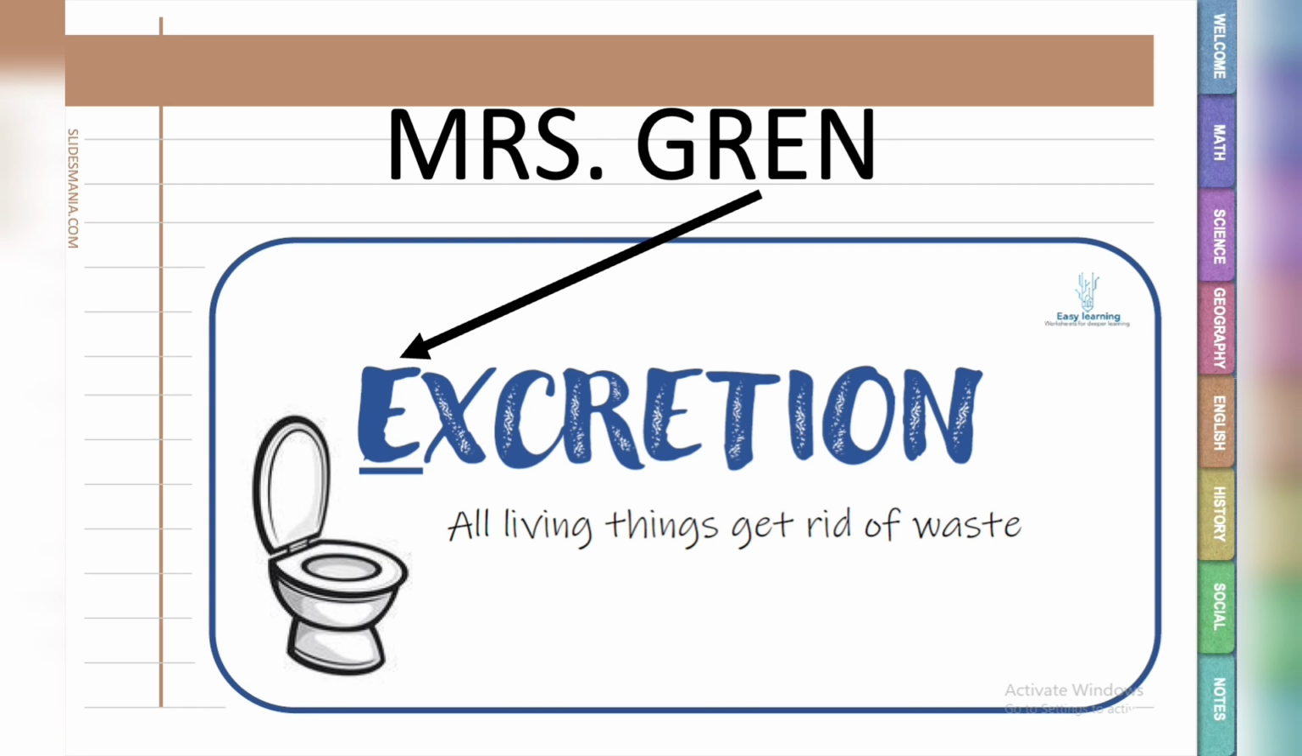Next one is excretion. All living things get rid of waste. Now, going to the toilet is not the only way for us to get rid of waste. When we breathe out, we are removing carbon dioxide from our body because it's waste. We don't need it anymore. In the hot summer, when we are sweating, actually we remove waste from our body. Along with water which comes out, there are some minerals or things which we don't need, and they are removed from our body. So this is excretion, getting rid of waste.